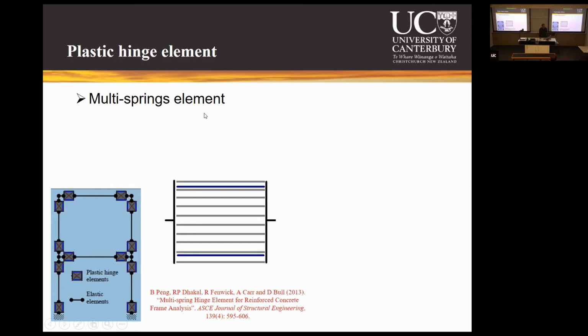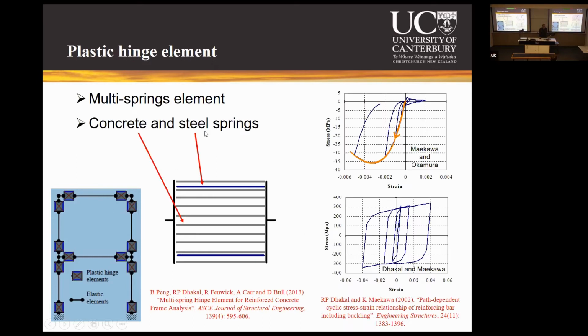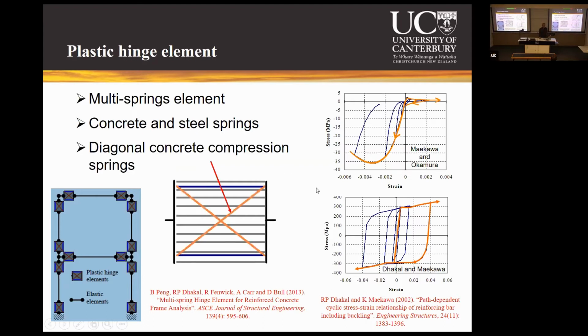So it is basically a multi-spring element where we have concrete and steel springs, and these concrete and steel springs you can further divide into cover concrete and core concrete, and each of these springs can be modeled by using the generic reinforcing bar and concrete cyclic hysteresis models. So there is no calibration needed because these are standard material models that you use. You just multiply by the area that the spring is representing. And in order to capture the shear-flexure-axial interaction, we also provide the diagonal concrete compression springs, which will take care of that diagonal shear that I explained to you earlier, right?